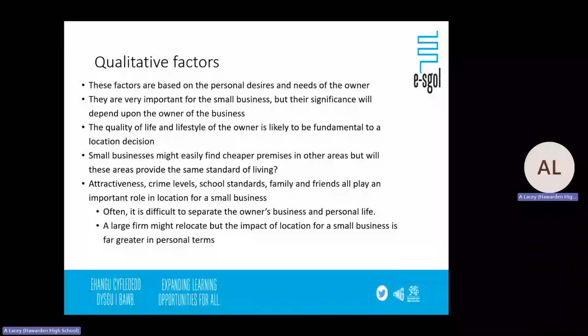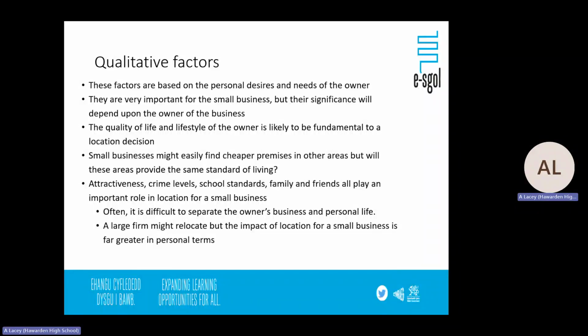Qualitative factors are factors based on the personal desires and needs of the owner. They're important for the small business, but their significance will depend upon the owner of the business. Now, the quality of life and lifestyle of the owner is likely to be fundamental to the location decision. Small businesses might find it easier to find cheaper premises in other areas, but will these areas provide the same standard of living for the owner? So that needs to be considered.